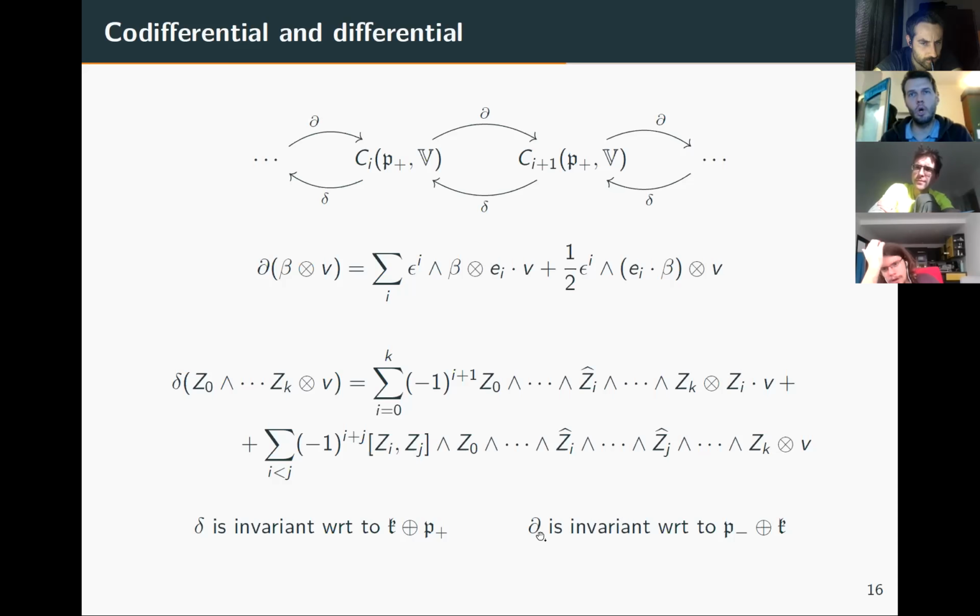So what to do with cohomology? Again, just a small reminder: I have shown you this formula for twisted de Rham, which contains this operator inside.